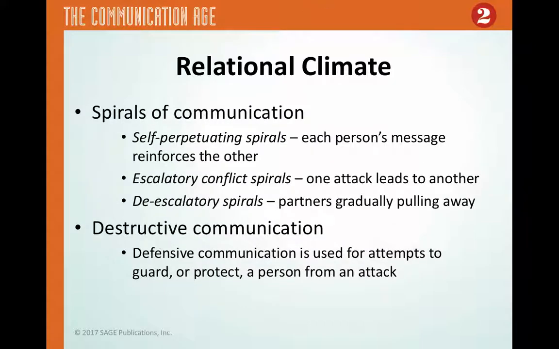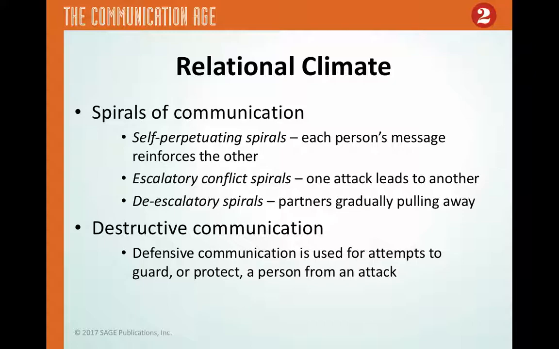There are spirals of communication. There are self-perpetuating spirals, where each person's message reinforces another. There are escalatory conflict spirals, where one attack leads to another and people are constantly fighting. And then there are de-escalatory spirals, where partners gradually pull away. Everybody can get an understanding and relate to these through their personal examples.